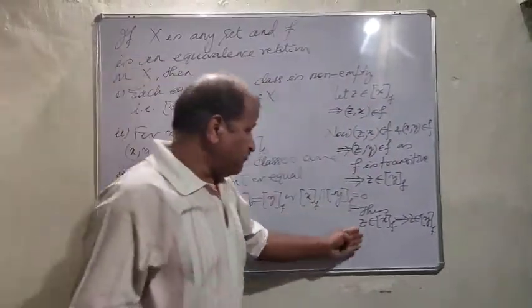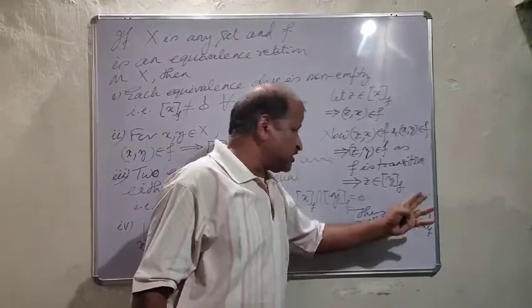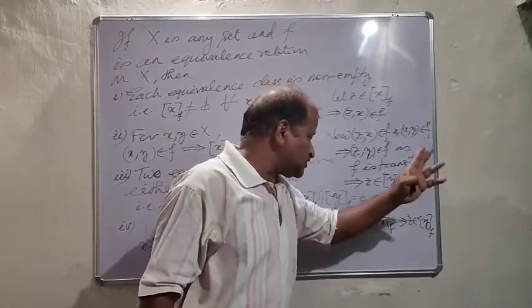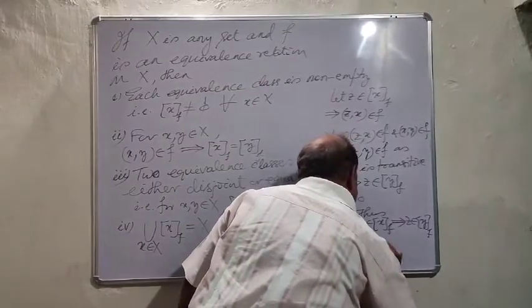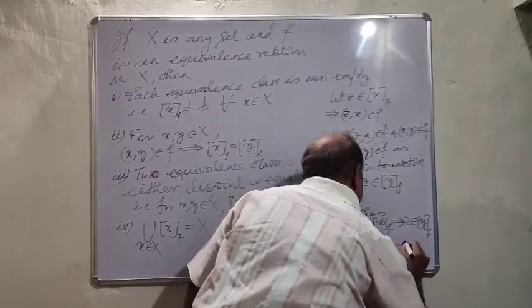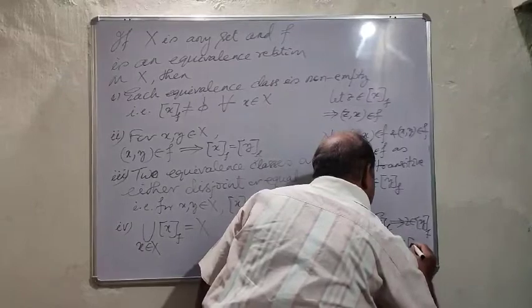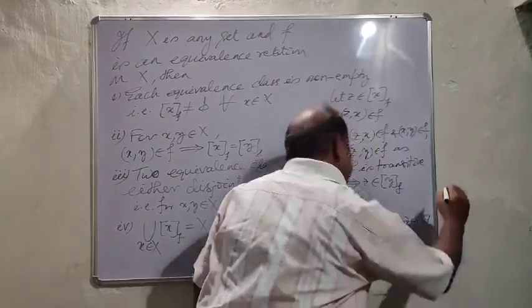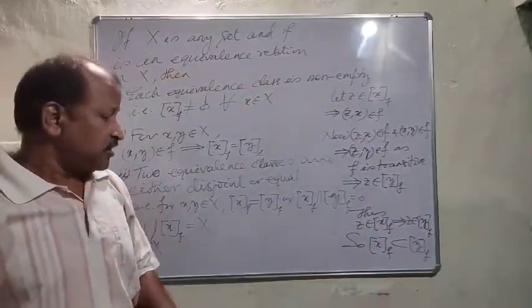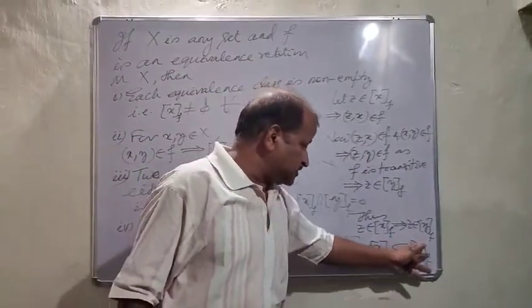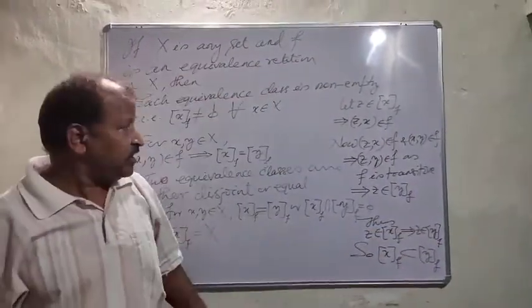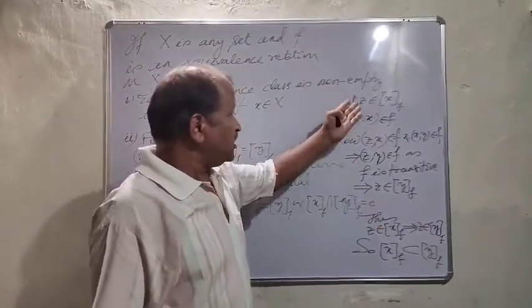Right? If it is in the equivalence class of x, then it must be in the equivalence class of y. And show that the equivalence class of x is a subset of the equivalence class of y. Now we are able to prove that this is a subset of this. Okay? Clear? Very simple.